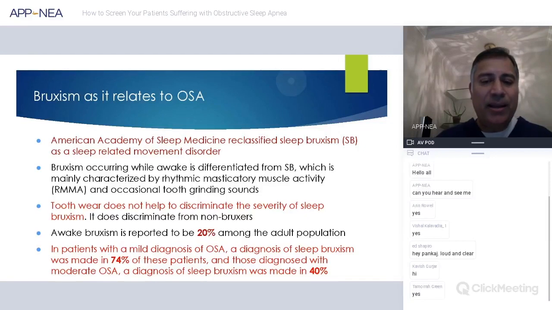So that's why when people grind, it's best to first screen them. And if they test high on the sleep SWOT, refer them for a sleep study and rule out sleep apnea before you fabricate an oral appliance. Because unsuspectingly, very innocently, you could be making their condition worse.